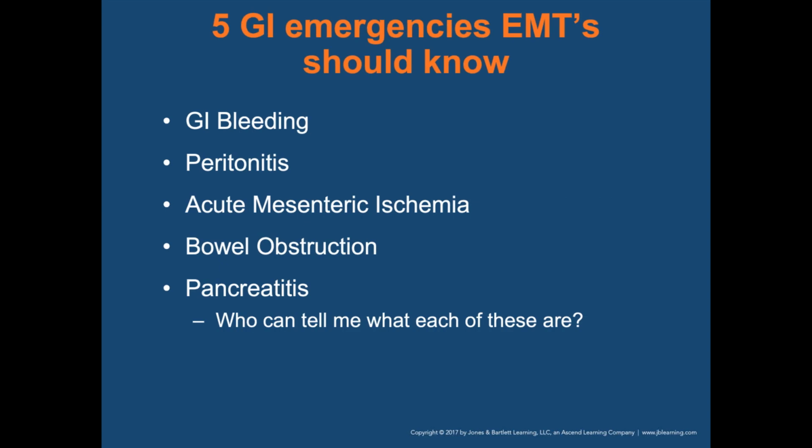All right, so here are 5 GI emergencies EMTs should know. Now, here's a question at the bottom, if y'all want to go ahead and read it. So we have GI bleeding, peritonitis, acute mesenteric ischemia, bowel obstruction, and pancreatitis. What can y'all tell me on each of these? Can anybody tell me anything?